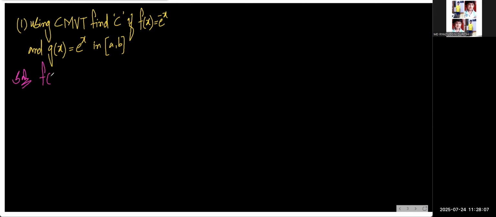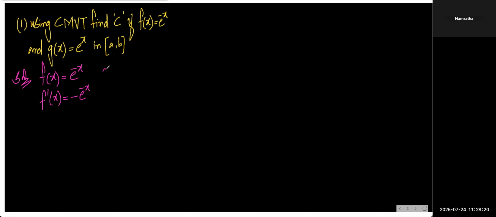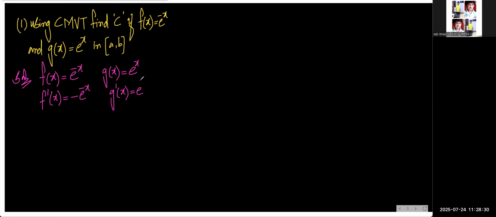F of x is equal to e raised to the power of minus x. What about its derivative? F dash x is equal to what? Minus e power minus x. What is g of x? It is equal to e power x again. And what about its derivative? G dash of x is equal to again e power x. Condition number 1, 2 and 3 all satisfied.